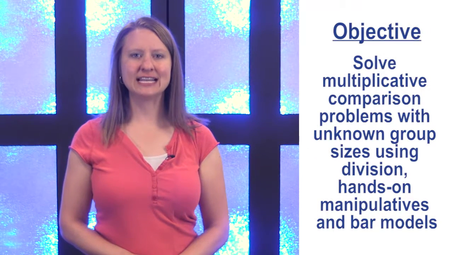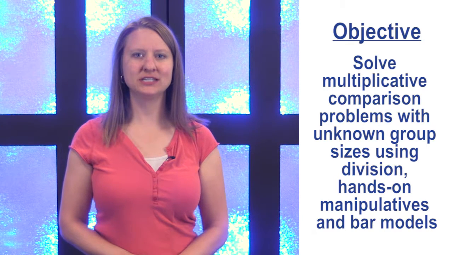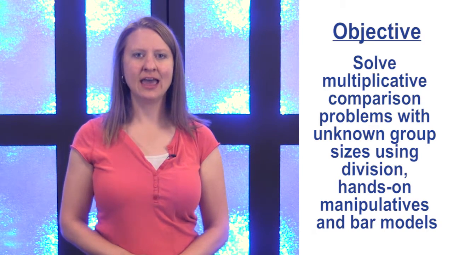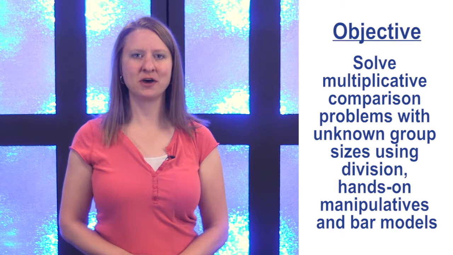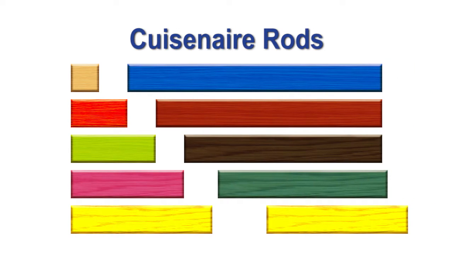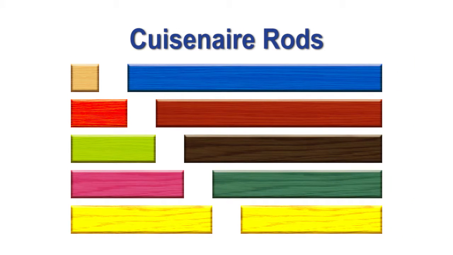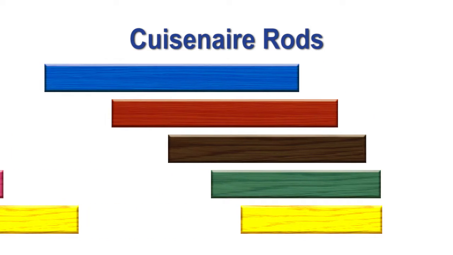The objective of this lesson is to be able to solve multiplicative comparison problems with unknown group sizes using division, hands-on manipulatives, and bar models. Students first learned how to solve multiplicative comparison problems with unknown group sizes by using Cuisenaire rods. Let's look at an example of what this looked like.